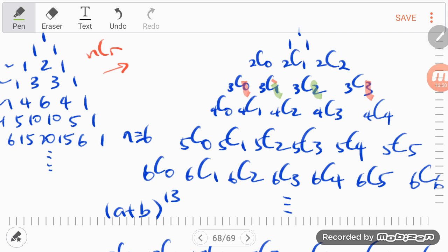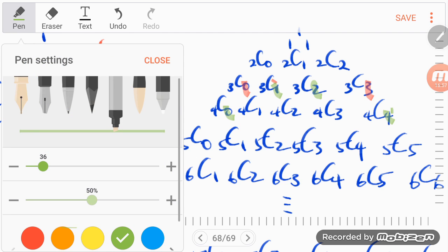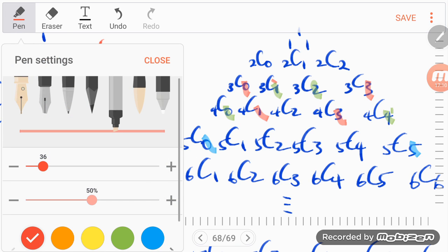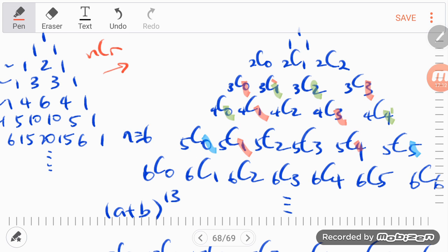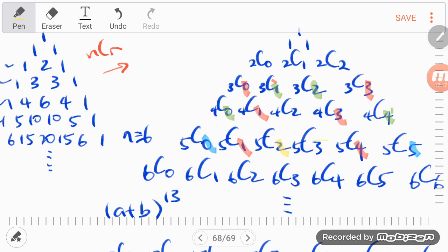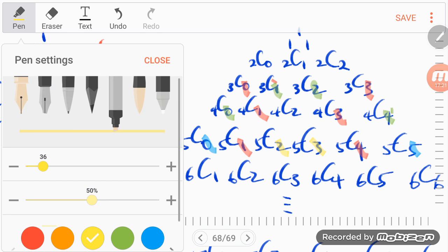Okay, so I'm not sure if you see something here. So let's look at the next row. 4C0 and 4C4, they give us the same value. 4C1 and 4C3, they give us the same value. Do you see the pattern here? 5C0 and 5C5. 5C1 and 5C4. 5C2 and 5C3. Okay, so I hope you guys see the pattern here.